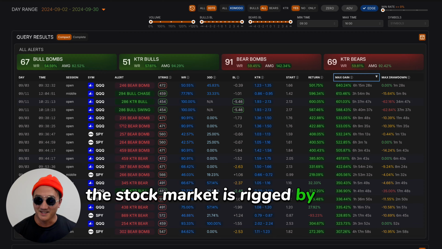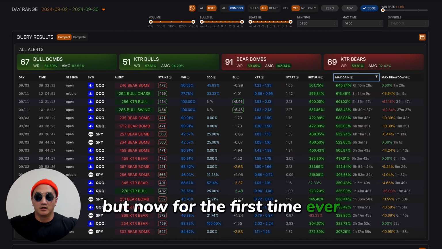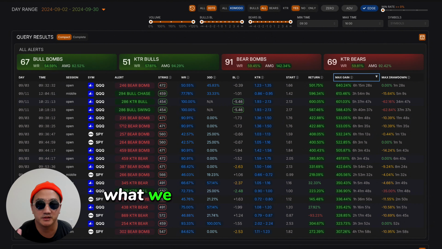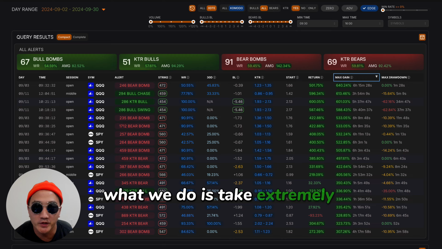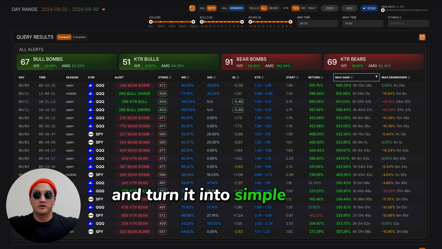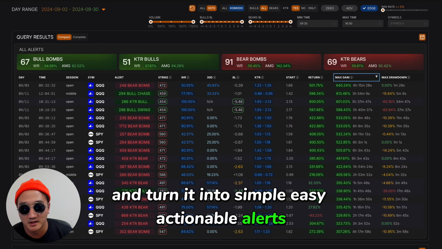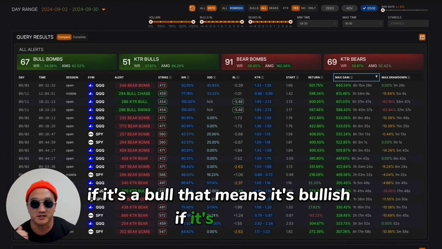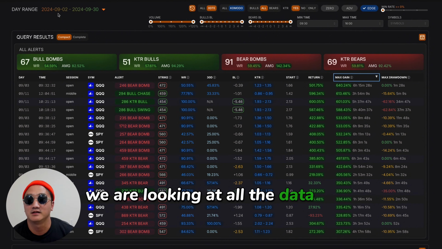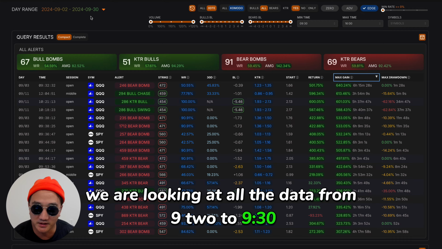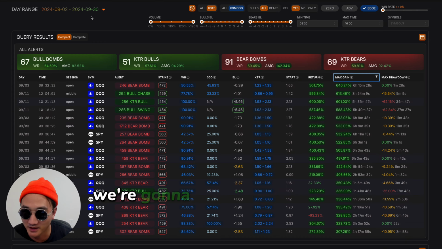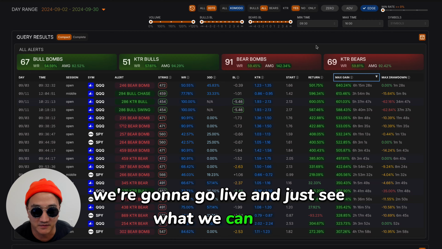The stock market is rigged by Wall Street, but now for the first time ever, you can copy trade Wall Street using rigged AI. Basically, what we do is take extremely complex option flow and turn it into simple, easy, actionable alerts. If it's a bull, it means it's bullish. If it's a bear, it means it's bearish. You're looking at all of the data from 9/2 to 9/30, the month of September, and I played around with it a little bit. We're going to go live and just see what we can find.